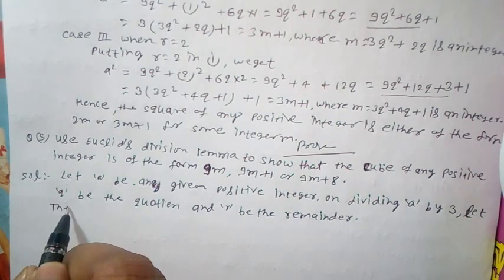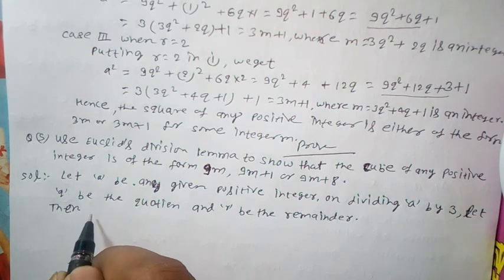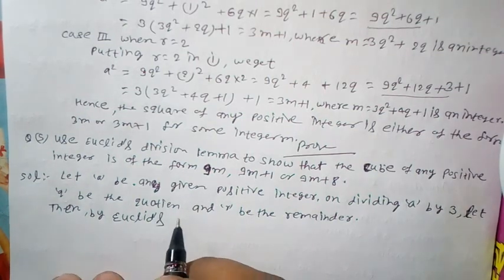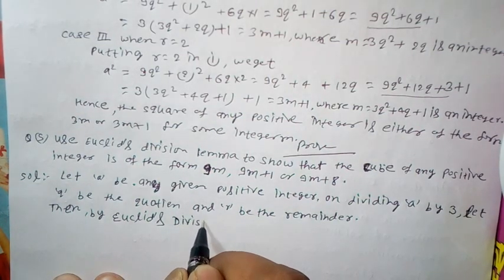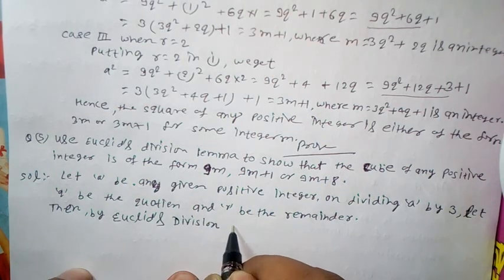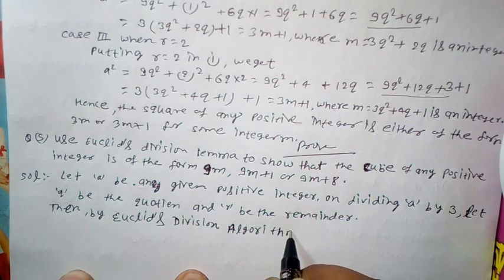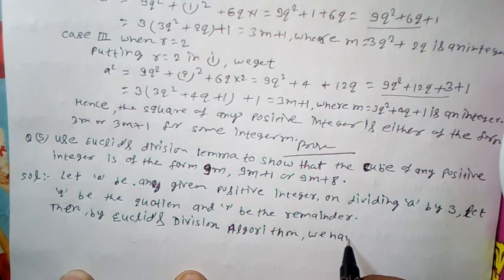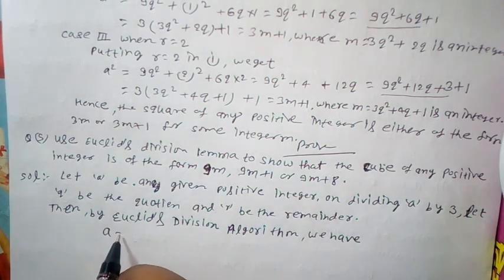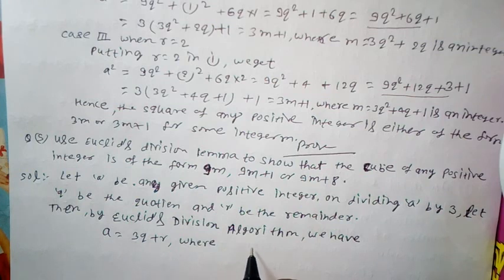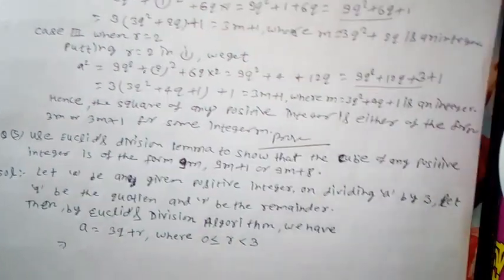Then by Euclid's division algorithm, we have a is equal to 3q plus r, where r is greater than or equal to 0 but less than 3. Here the question says cube.